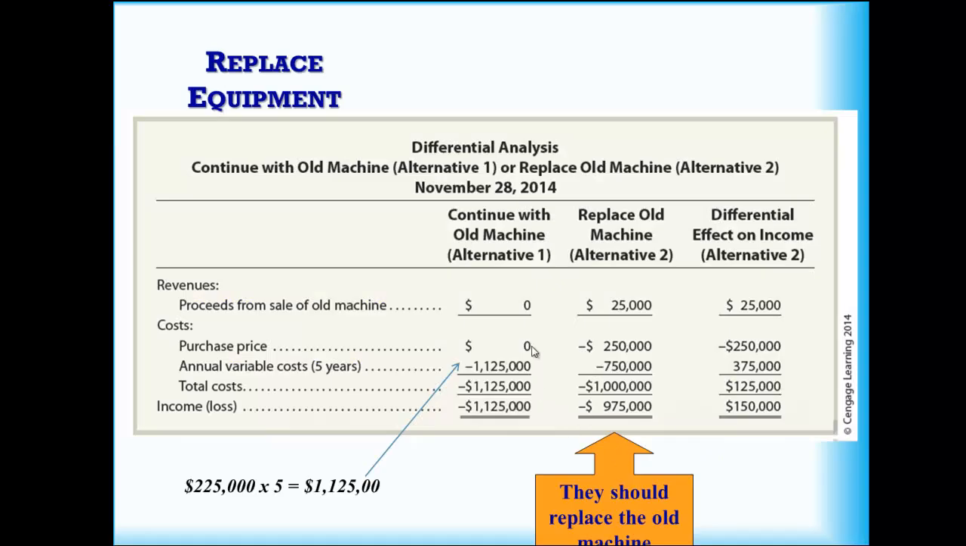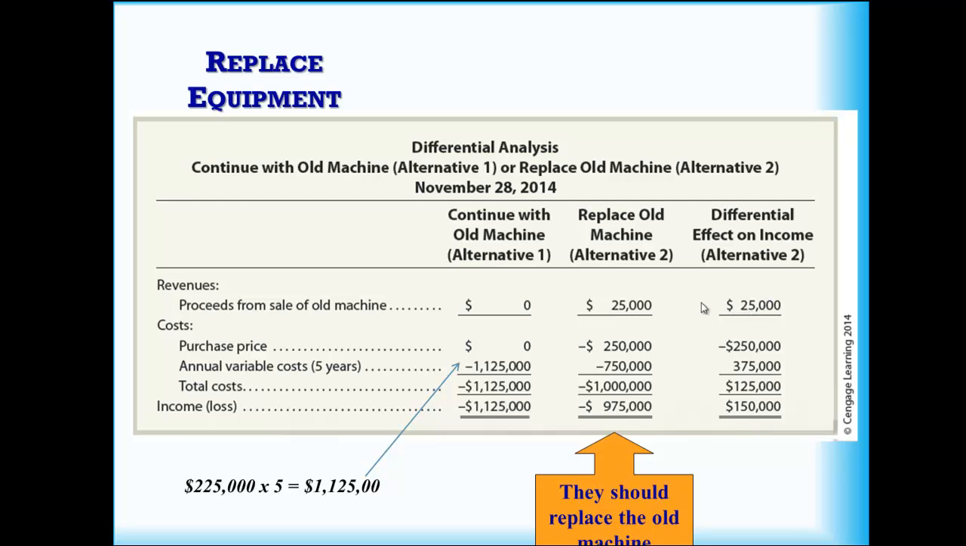So, let's take a look here. If we continue with the old machine, we're not going to have the proceeds from selling it if we continue and use it until it's not worth anything. But if we do, at this point, replace the old machine, we still think we can get $25,000 for it. So there's some differential revenue for you there.